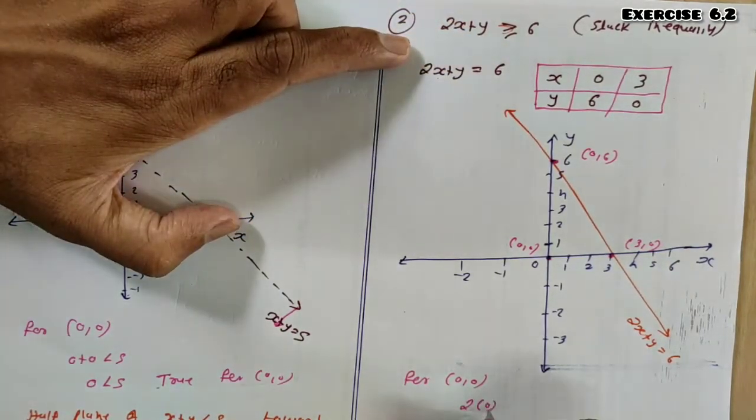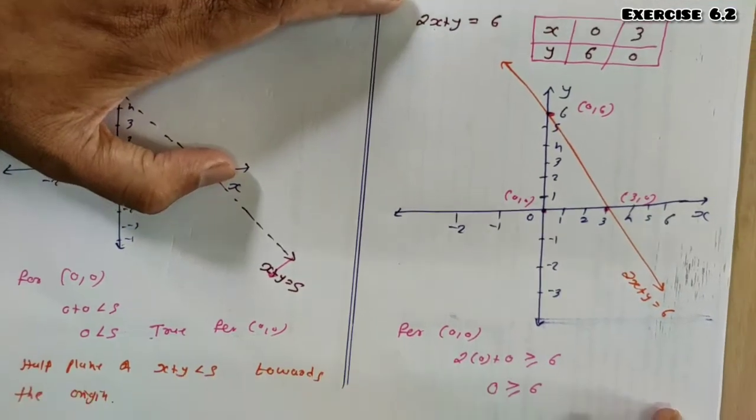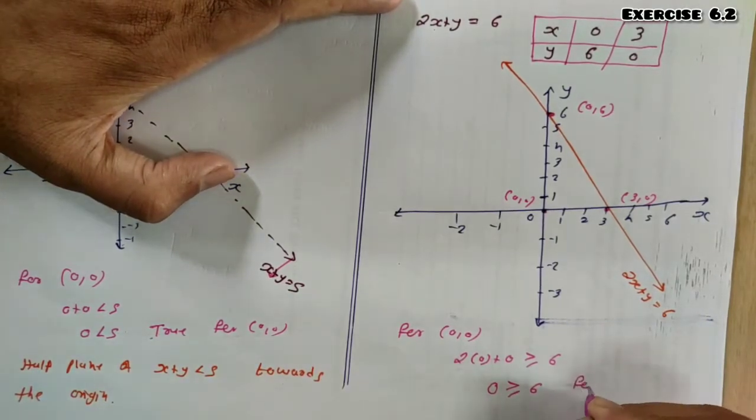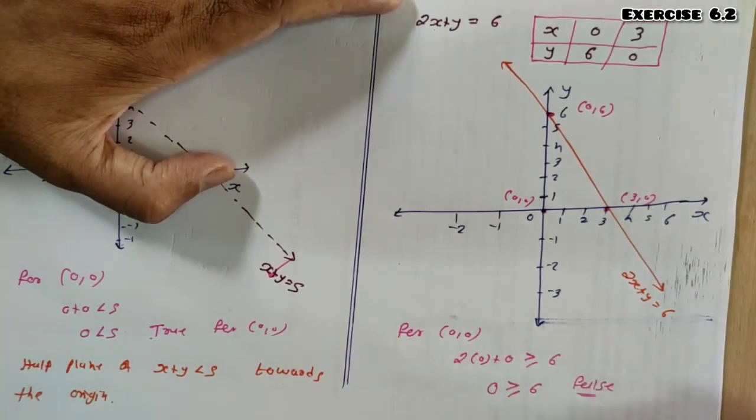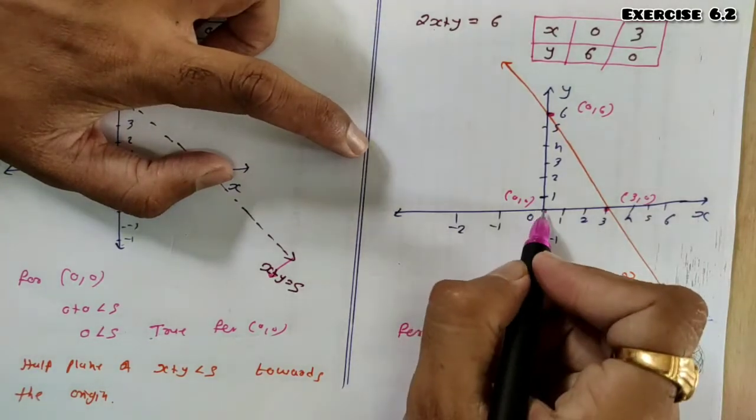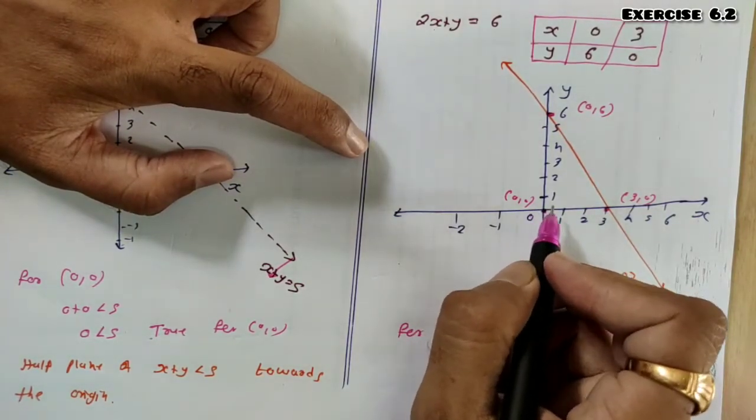So 2 into 0 plus 0 greater than or equal to 6. So can we say 0 is greater than or equal to 6? This is false. This is a false inequality. That means our (0, 0) is not included in our solution.